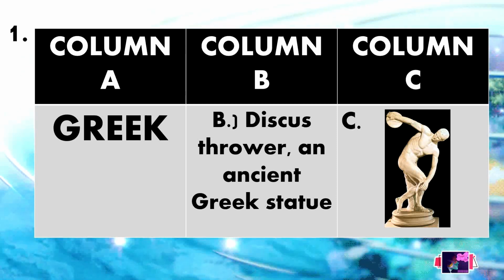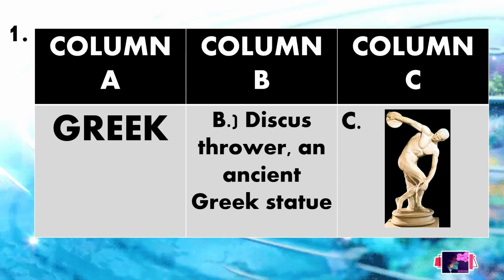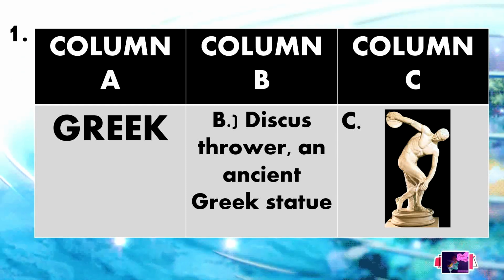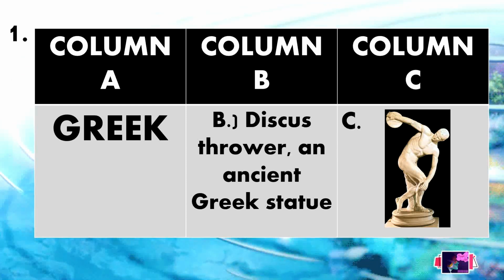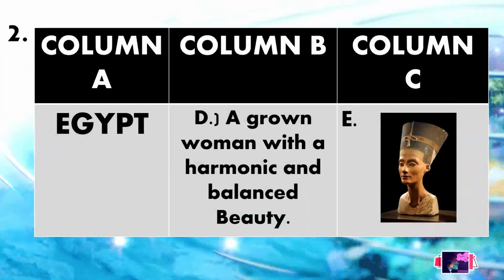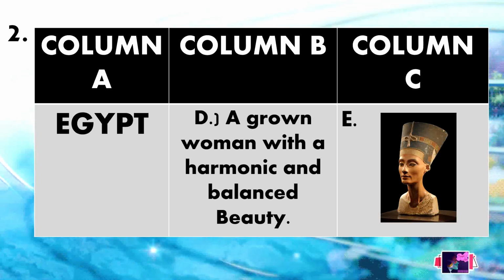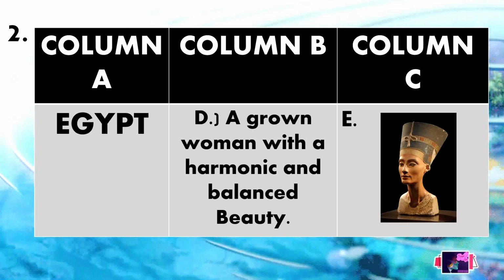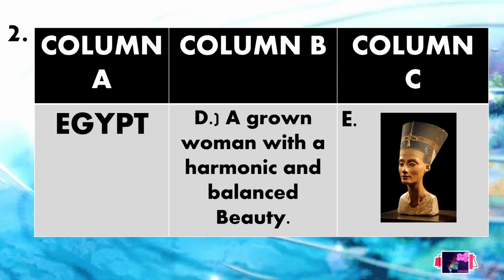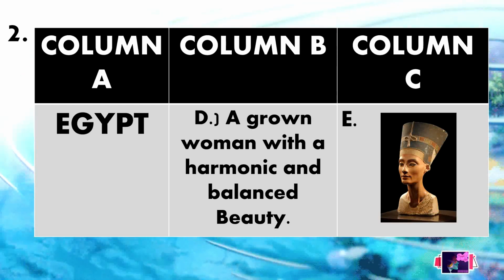For number 1, in column A, it is all about Greek. In column B, the discus thrower, an ancient Greek statue, and this is the picture. And this is for our number 2. In column A, we have Egypt. Letter D, a grown woman with a harmonic and balanced beauty on letter B. And in column C, we have this picture.